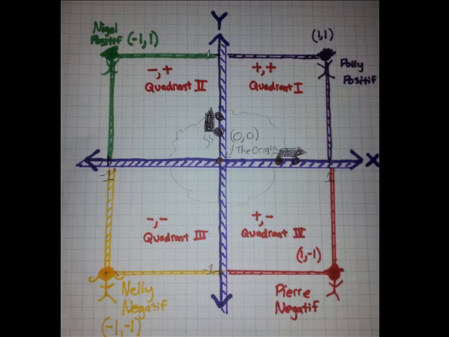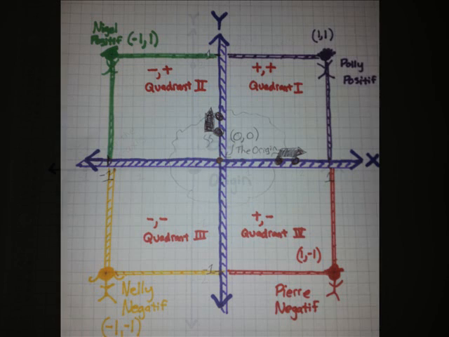Pierre Negative is in quadrant 4. His x value is +1 and his y value is -1. You'll see him at 1, -1. My relatives are in all of the quadrants.